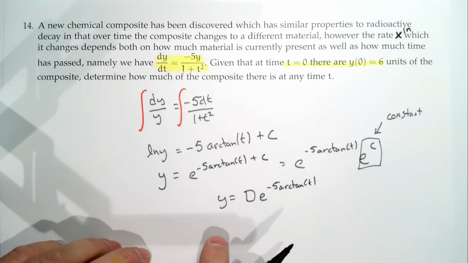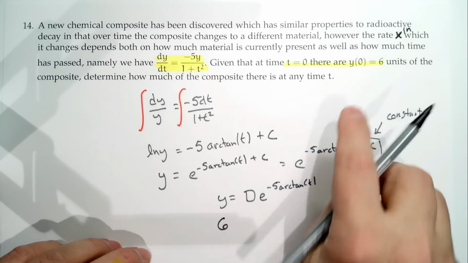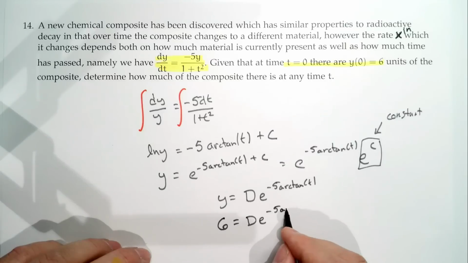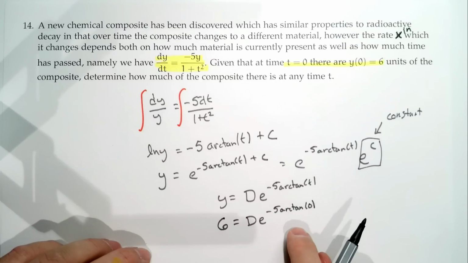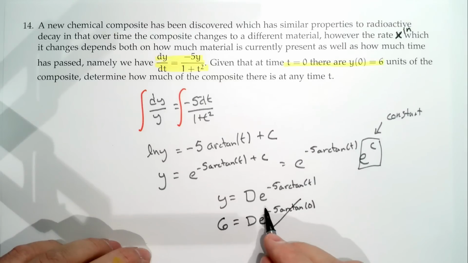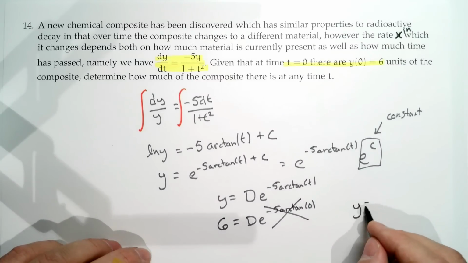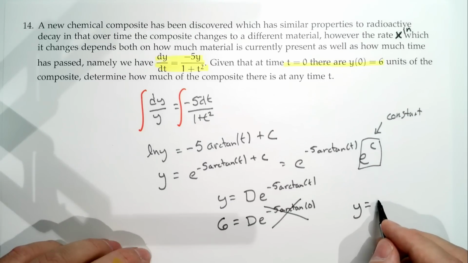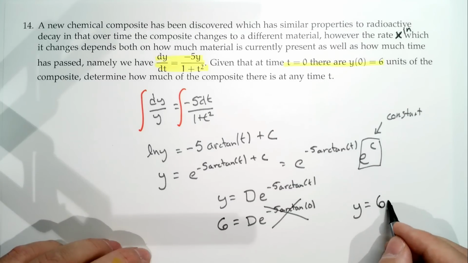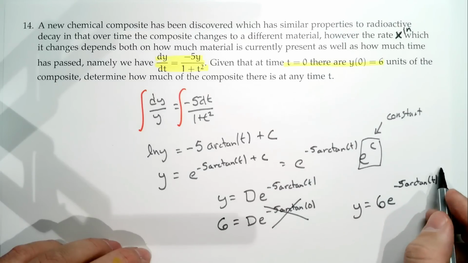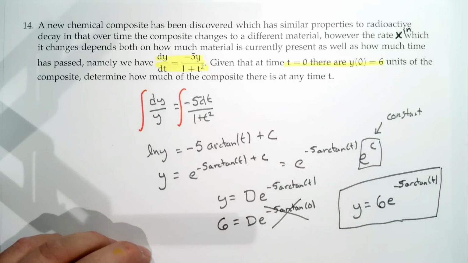So that's our solve for y first, and remember we still have to plug in our initial conditions. We get 6, because remember y of 0 equals 6, so 6 equals d times e to the minus 5 arctangent of 0. Well, arctangent of 0 is 0, and e to the 0 is 1. So that tells us that d is 6. And therefore, our final answer is that at any given time t, y equals 6 e to the minus 5 arctangent of t. And that is how much there is at any given time t.